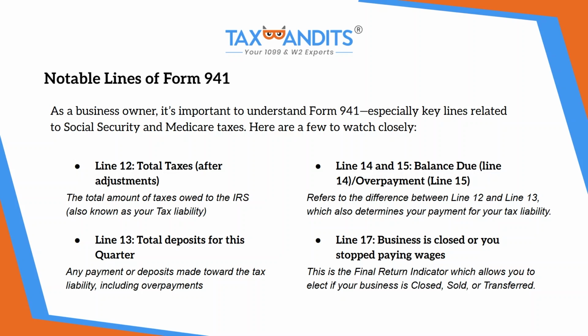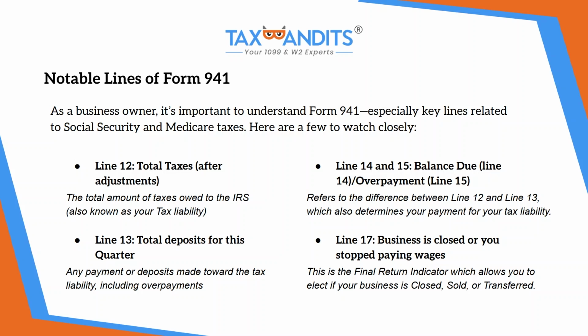is the total taxes after adjustments, essentially the total amount of taxes owed to the IRS, which is also known as your tax liability. We have line 13, which is your total deposits for this quarter, essentially any payment or deposits made towards the tax liability, including any overpayments applied from the prior quarter or from other sources, such as your Form 944X, your 941X, and so forth.